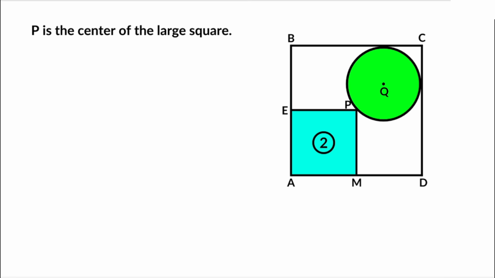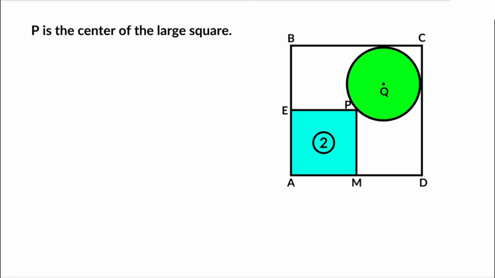Now, look at the empty space in the top right corner. There's a green circle sitting there, touching the 2 sides of the large square. Its center is point Q, and our goal is to find the exact area of this green circle. Let's work through it, step by step.